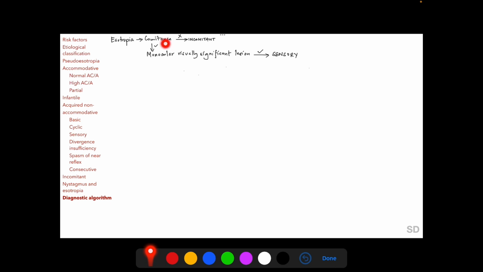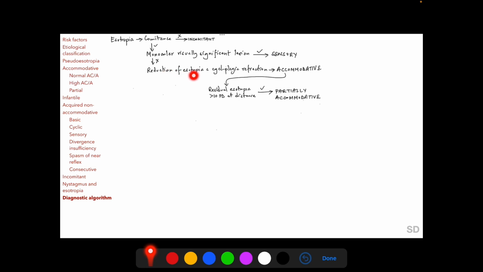If the esotropia is comitant and there is absence of monocular visually significant lesion, we try to find out if there is reduction of the esotropic deviation with correction of the refractive error found on cycloplegic refraction, which will label the esotropia as an accommodative esotropia. If there is reduction of esotropia with refractive error correction, then we have to find out whether there is any residual esotropia at distance after correction of the refractive error, which will label the accommodative esotropia as only partially accommodative.